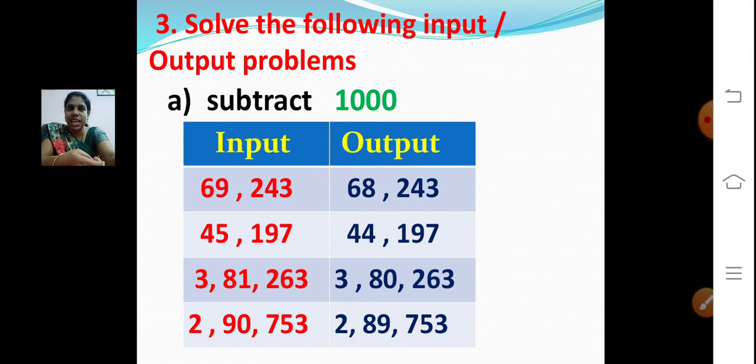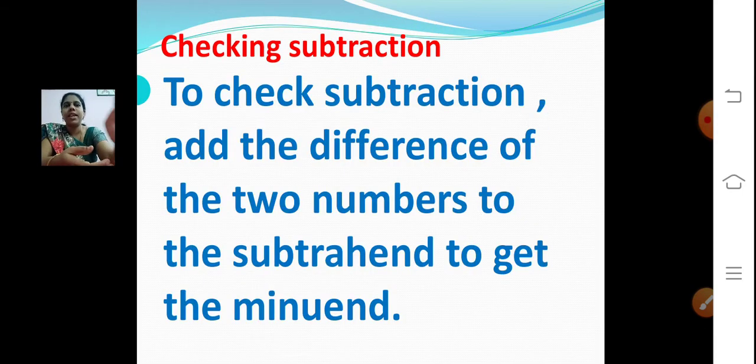So you know how to find the output, right? When the input is given and the number to subtract is given, you subtract that number from the input so that you will get the output. And the next sum, checking subtraction. You have done subtraction. So I have to check whether my answer is correct or not. How will you check that? To check subtraction, add the difference of the two numbers.